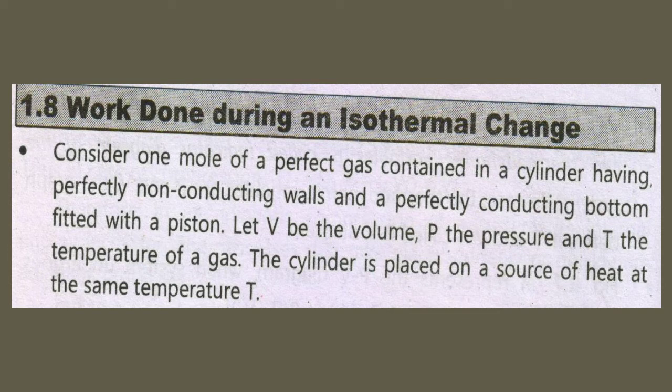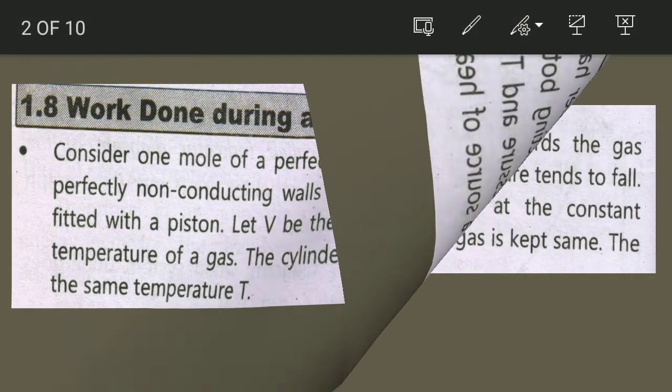Consider 1 mole of a perfect gas contained in a cylinder having perfectly non-conducting walls and a perfectly conducting bottom, fitted with a movable piston. Let V be the volume, P the pressure and T the temperature of the gas. Now the cylinder is placed on a source of heat at the same temperature T.